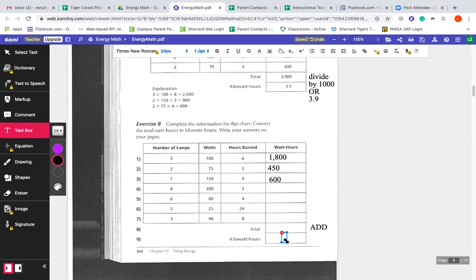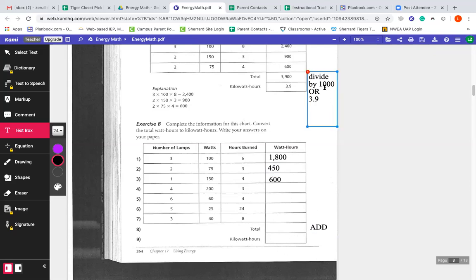And then remember here, you can either divide by 1,000, or whatever this total is here, take your decimal over 3 places. But total, add all these up. Then to figure out what your kilowatt per hour is, or what you would be billed for on an electric bill, you're going to divide by 1,000 or move that decimal over 3 places. Okay? All right, so again, your job, 4, 5, 6, 7, figure out the total, figure out the kilowatt hours.